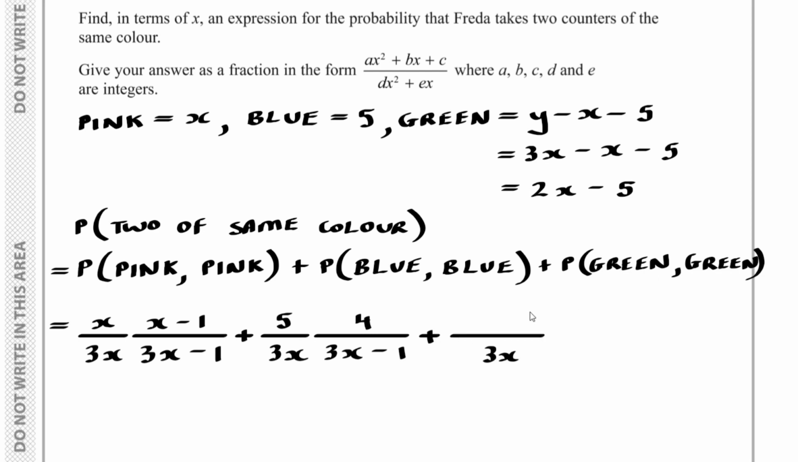Then I've got green, so I've got 3x in total, and then I've got the 2x subtract 5 which are green, and if I take one out, I've got 3x subtract 1 remaining, and then I've got 2x subtract 5 subtract another 1, which is 2x subtract 6.